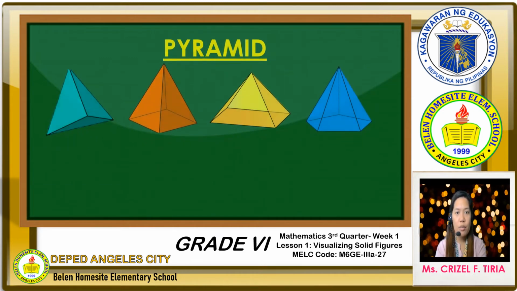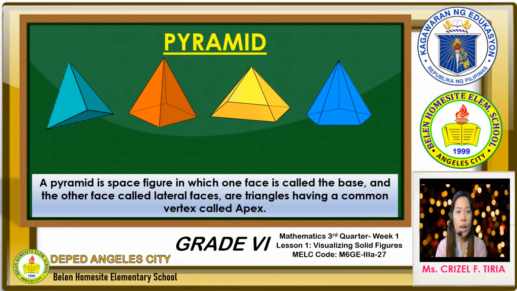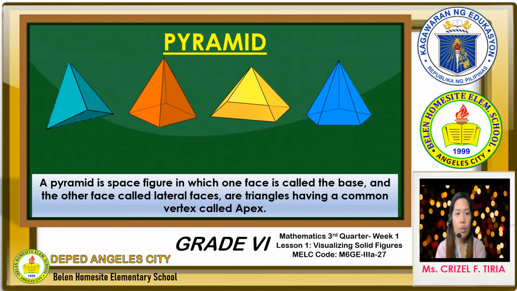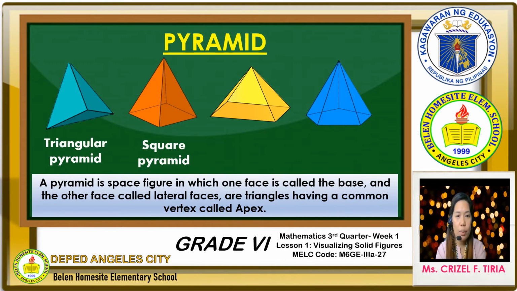Next we have the pyramid. A pyramid is a space figure in which one face is called the base, and the other faces are called the lateral faces, which are triangles having a common vertex called the apex. There are also different kinds of pyramid. We have the triangular pyramid, square pyramid, rectangular pyramid, and pentagonal pyramid.